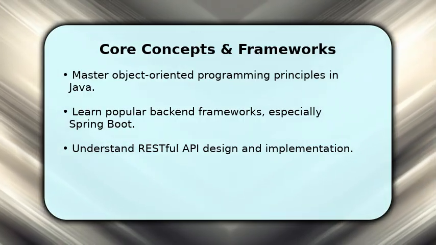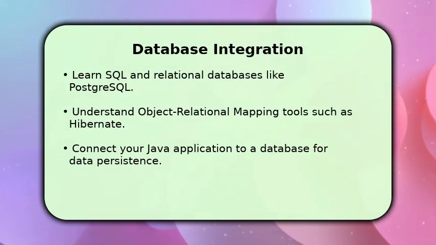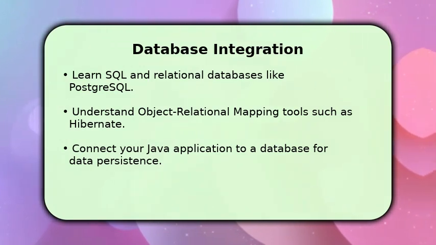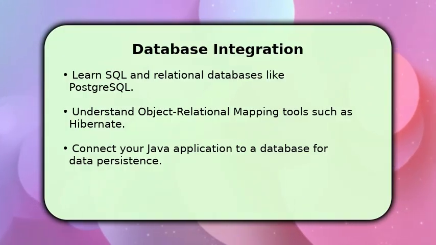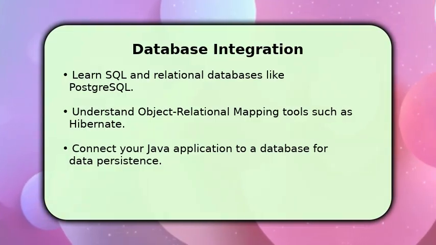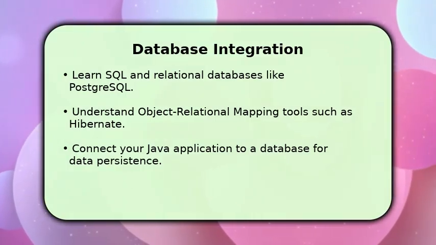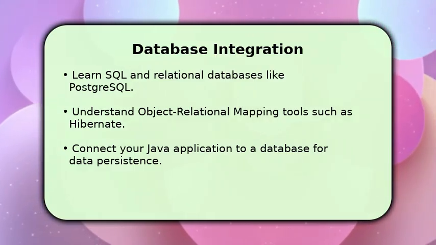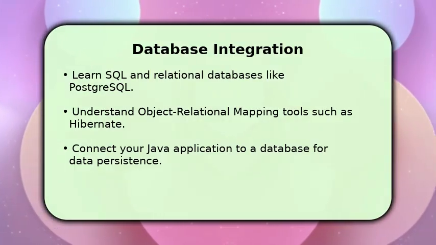A robust backend needs data. Begin by learning SQL and how to work with relational databases such as PostgreSQL or MySQL, which are widely used. Next, understand object relational mapping, or ORM, tools like Hibernate, which simplify database interactions by mapping Java objects to database tables. Finally, connect your Java application to a chosen database to ensure efficient and persistent data storage.